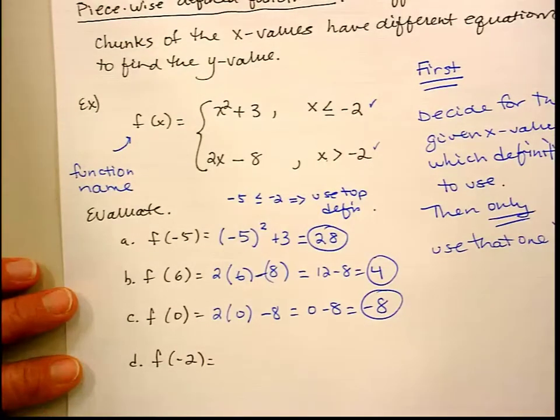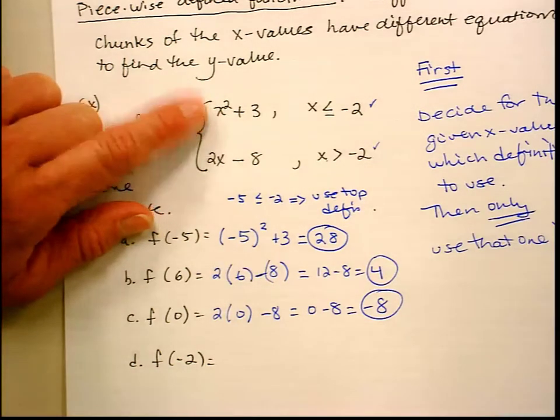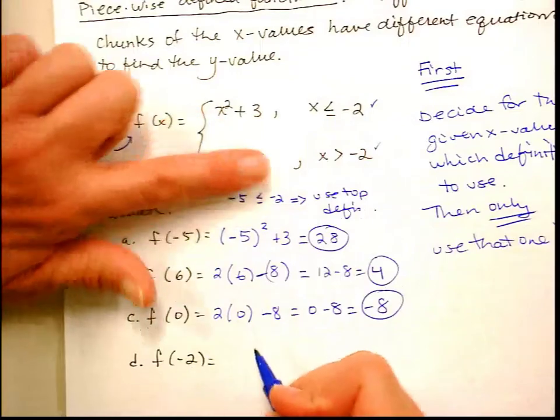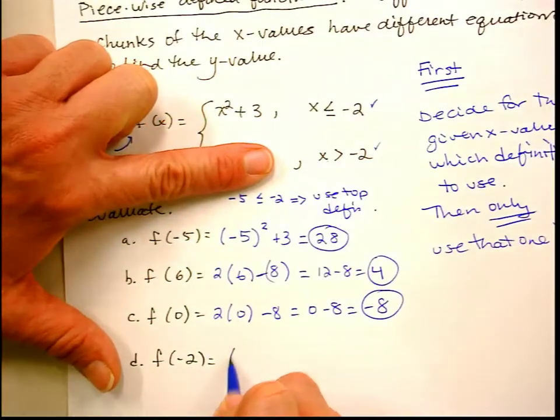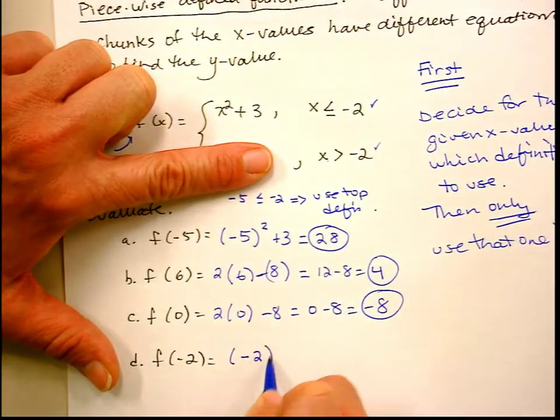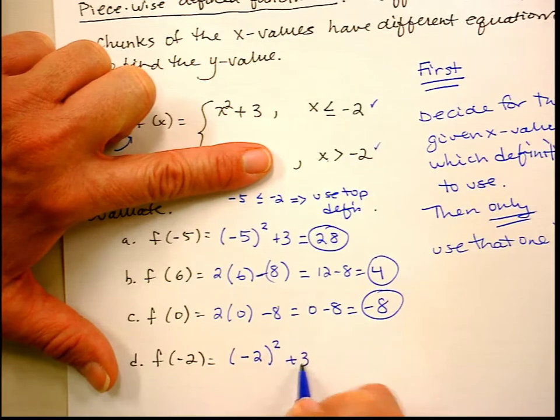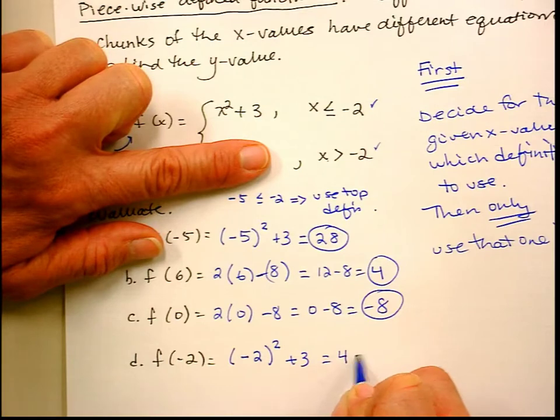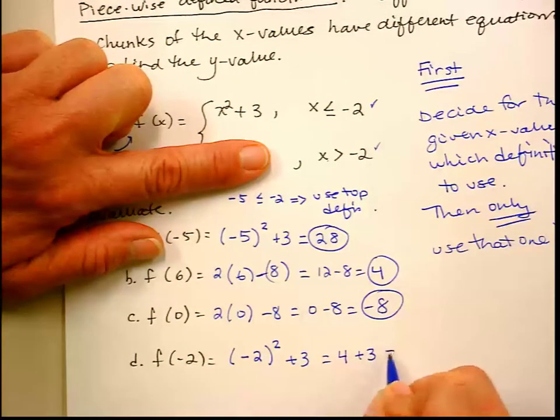Last one, f of -2. Where does -2 fall? Exactly, on the top one. That has the "or equal to -2", right? So we'll use that top definition, cover up the bottom one. The top says whatever you give me, I square, and then I add 3. So -2 squared is positive 4, plus 3. Be careful, I'm writing while I'm talking.